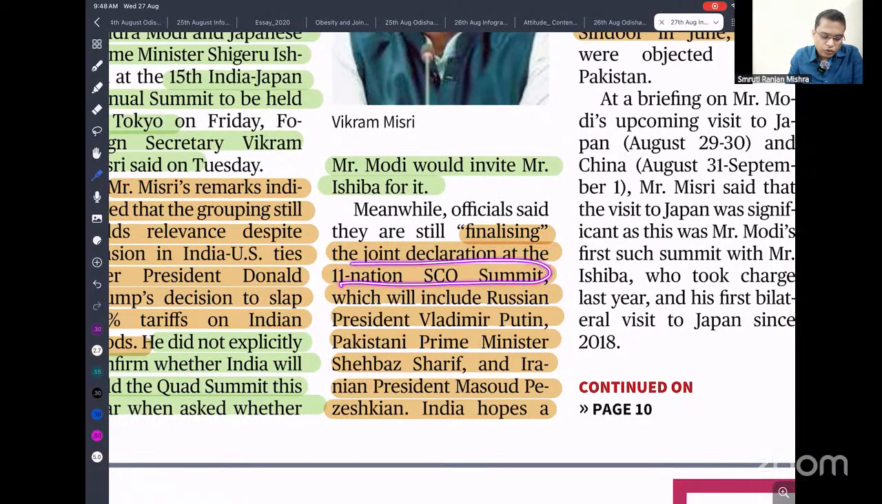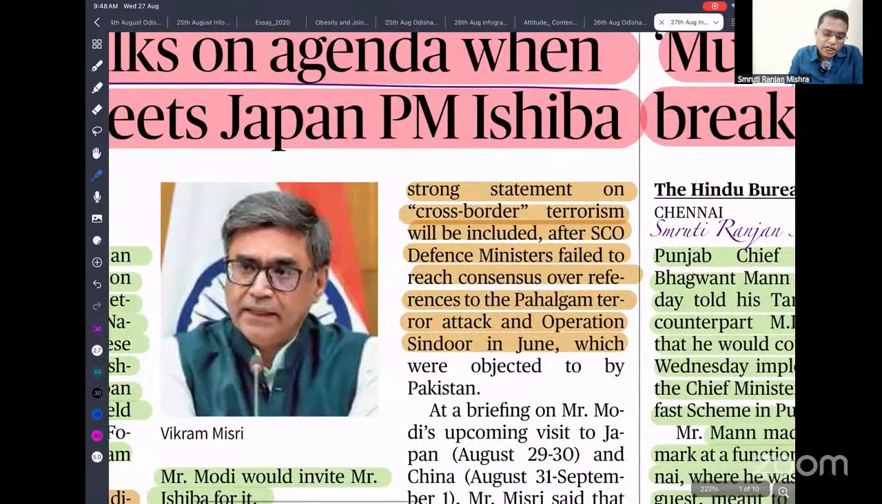So finalizing the joint declaration at the 11-nation SCO summit. Our Prime Minister is also going to visit, so this is also very important. The SCO has 11 nations, so dear students, you have to study their names. Study the names of the SCO summit members, which will include Russian President Vladimir Putin, the Prime Minister of Pakistan Shehbaz Sharif, and the Iranian President. India hopes for a strong statement on cross-border terrorism, because if you look at the main objective of the SCO summit, it is basically to counter radicalism and terrorism. If that is the objective, then definitely we can expect a joint statement on countering it.